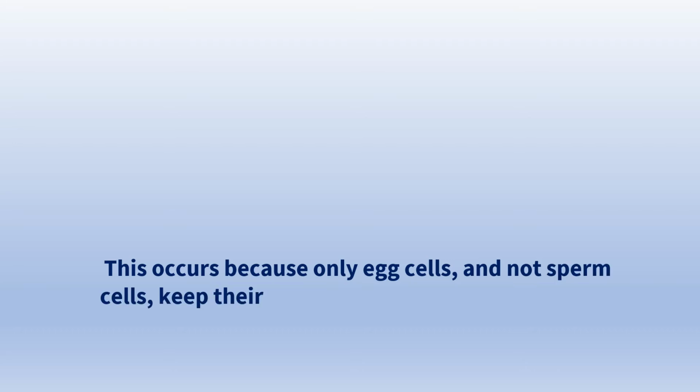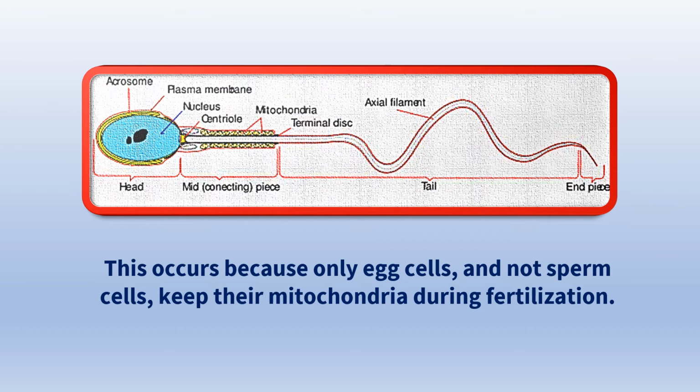This occurs because only egg cells of the female and not sperm cells of the male keep their mitochondria during fertilization. This is the figure of a sperm. You can see that the mitochondria is in this portion, which is not inherited by the offspring.